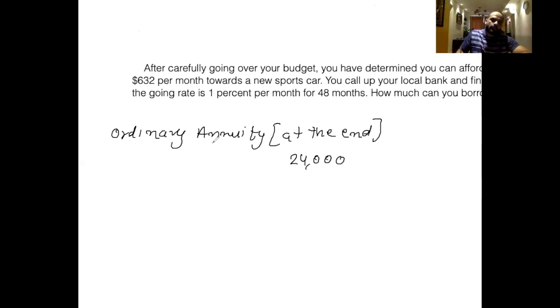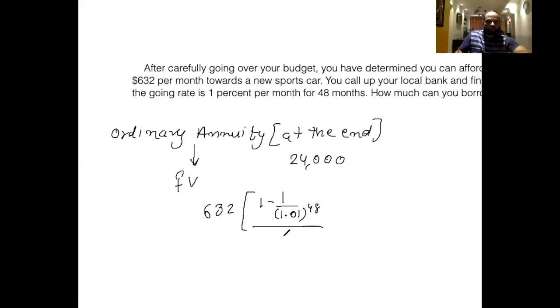So how do we calculate? We're going to apply the ordinary annuity formula. All right, so the formula is cash flows, which are 632, times 1 minus 1 divided by 1 plus the rate, 1%, which is 1.01, to the power of the time period, 48, all divided by the rate, which is 1%. And that's all. If you solve this equation, it's going to be 24,000. All right, this is about the value for an ordinary annuity.